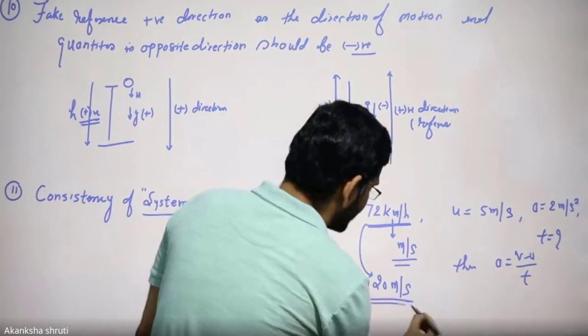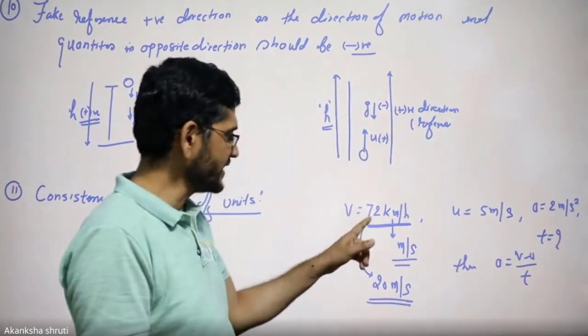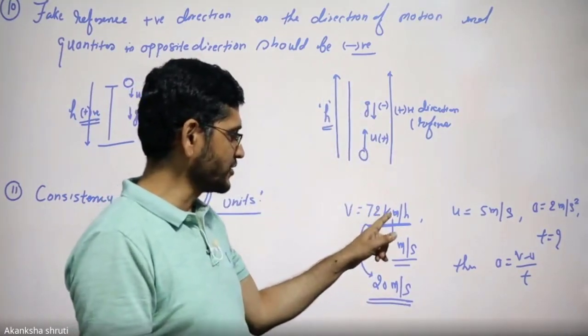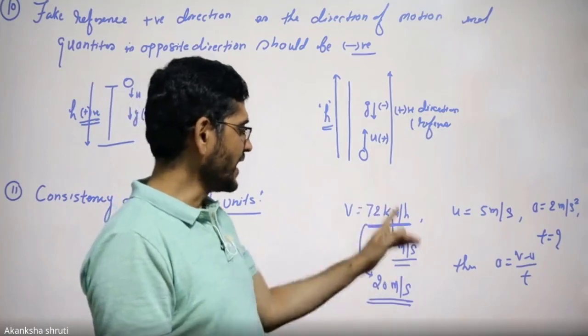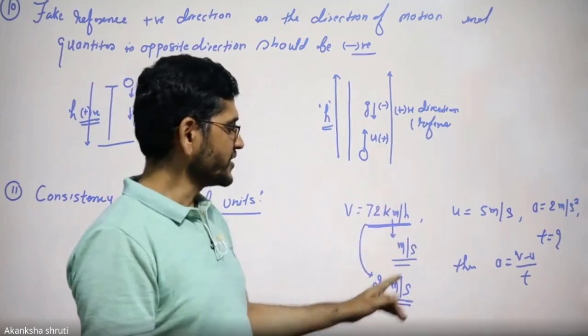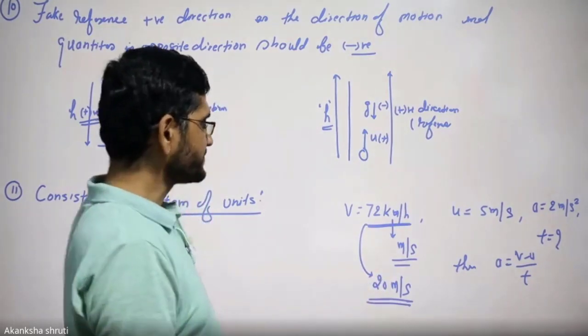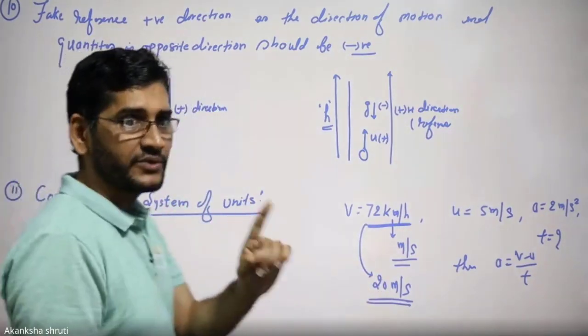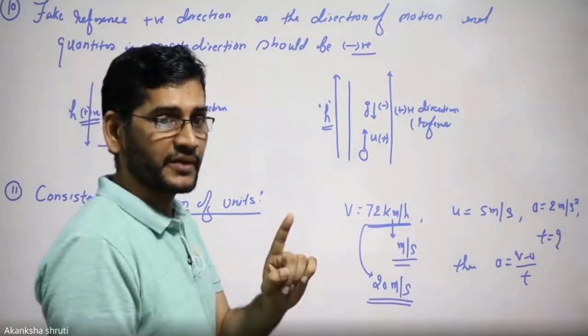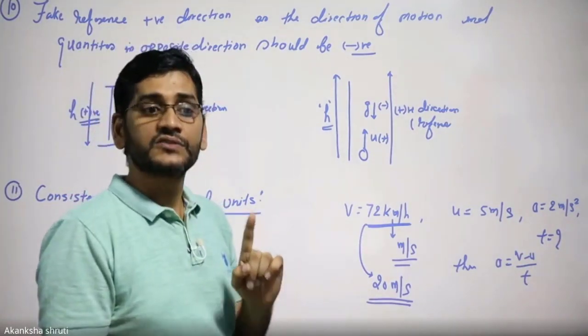I had explained so many times how this conversion works: replace kilometer by 1000 meter, hour by 60 into 60 in the denominator, cancelling, you will get this much. Okay, student? So system of unit is a very important thing that we have to keep in mind. Never forget this system of unit.